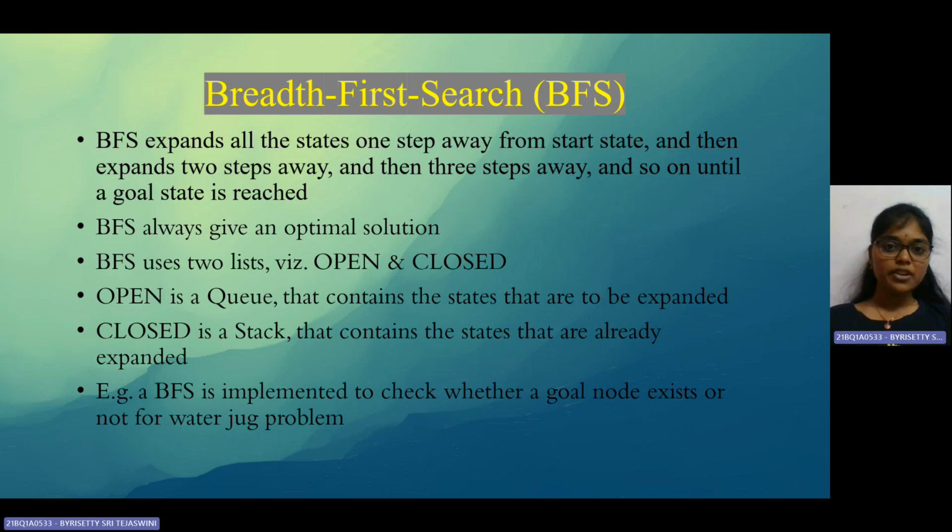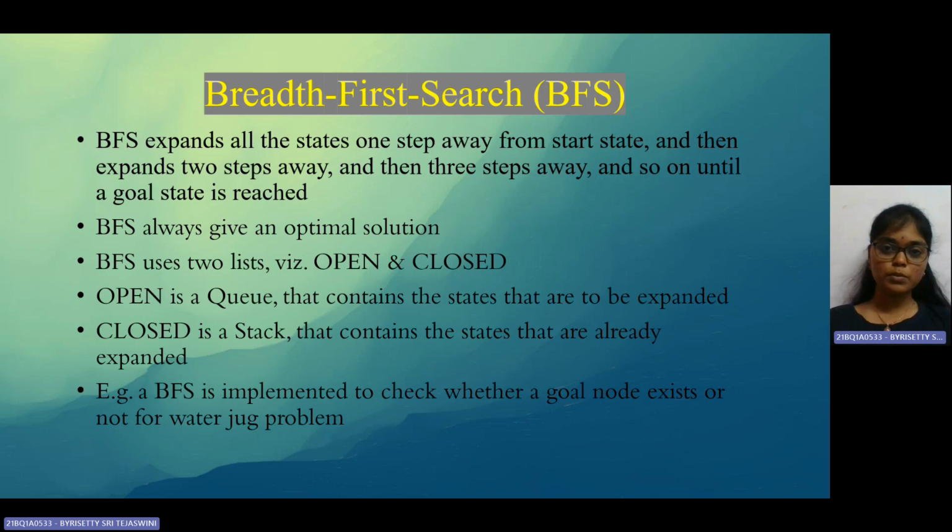So BFS gives the optimal path, and in BFS we use two lists. They are open list and closed list. Open list is a queue and closed list is a stack. The open list, which is a queue, contains the states which are to be expanded, and the closed list, which is a stack, contains the states which are already expanded. So this is about BFS, and now let us take the water jug problem.